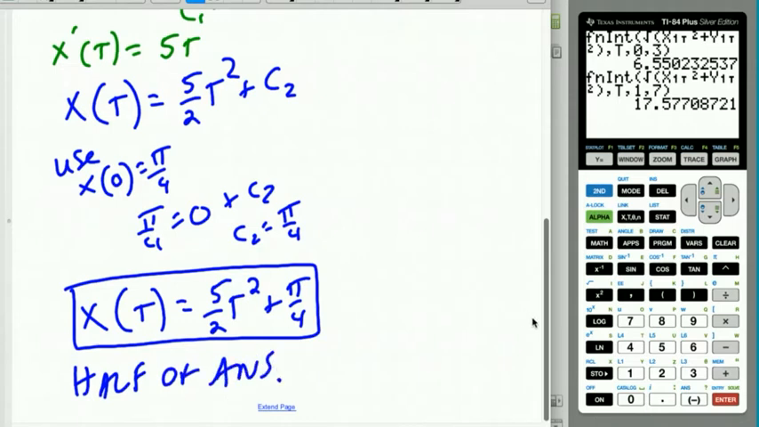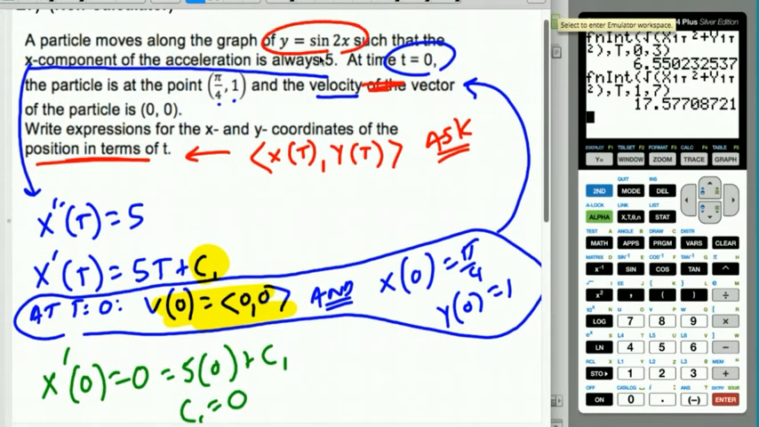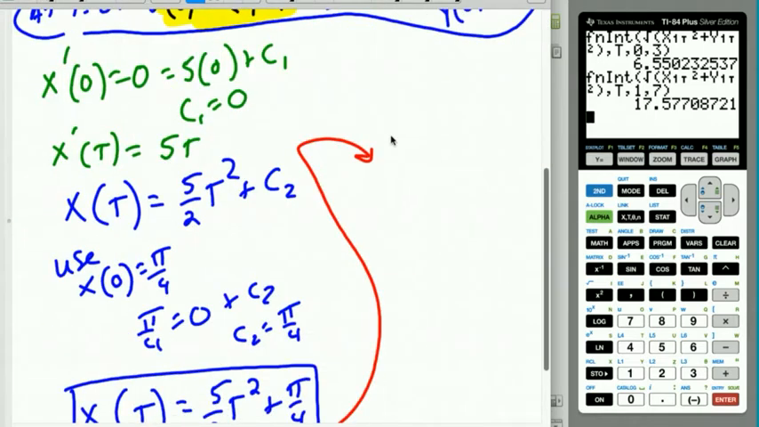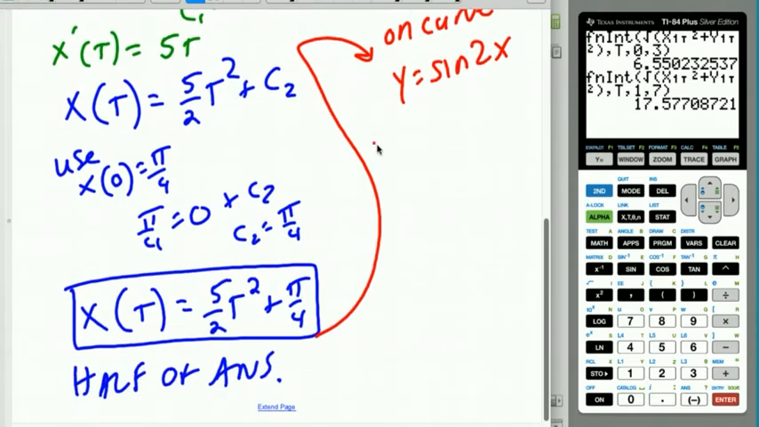And this is kind of where I ran into a wall when I was doing this. I had a moment of panic when I saw a problem like this, and it wasn't this exact problem. And then I realized that there's this other piece of information that they gave me that we've been ignoring. The particle moves along the curve y equals sine 2x.